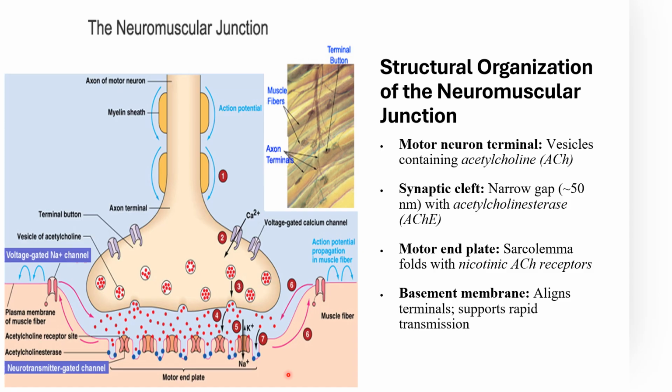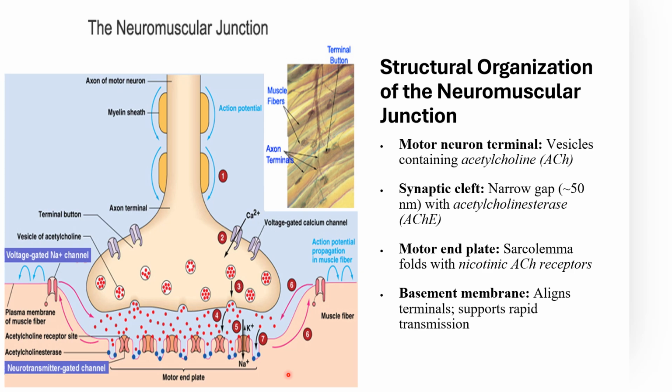Now, when the question says describe the structure of the neuromuscular junction, always list the 4 key components. 1, the motor neuron terminal. 2, the synaptic cleft. 3, the motor end plate. And finally, the basement membrane. And state one function for each. For distinction answers, mention that acetylcholinesterase terminates transmission and that junctional folds amplify receptor density for rapid response.